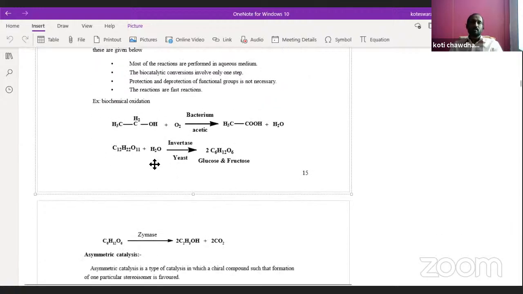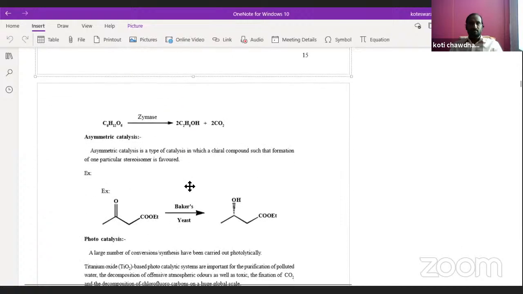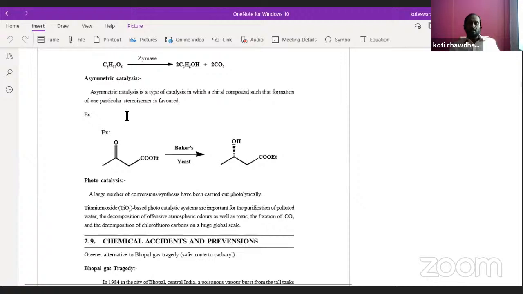Now, biochemical oxidation. Here, ethanol undergoes oxidation with oxygen and the bacterium acetic, converting into acetic acid. Next, sucrose is converted into glucose and fructose with water in the presence of invertase. And yeast zymase converts glucose into ethanol and carbon dioxide. Next, asymmetric synthesis, asymmetric catalyst. We have already discussed it in asymmetric synthesis. What that means is a catalyst reacts with a reactant, converting it into a chiral compound. Then it is called an asymmetric catalyst.